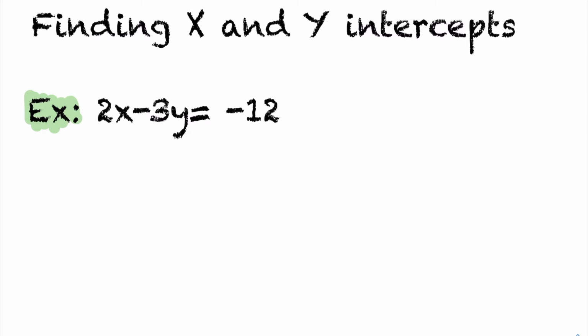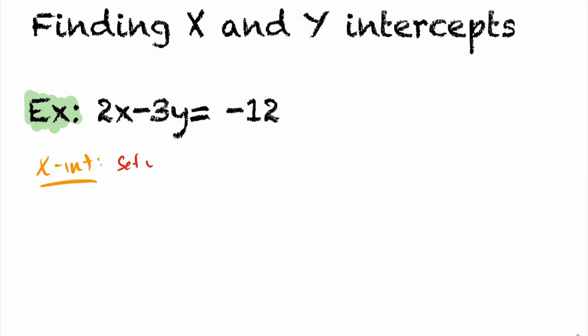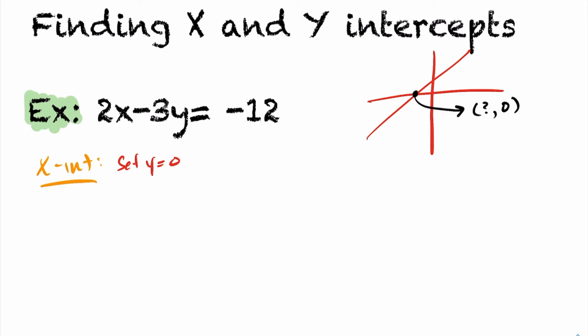Now, if you want to find an x-intercept, the only thing you have to do is set the y value equal to 0. And the reason for that is any line you draw, where that line crosses the x-axis, we want to find the x-intercept. So I put a question mark there, but I know the y value has to be 0. Anything that crosses the x-axis has a y value equal to 0.